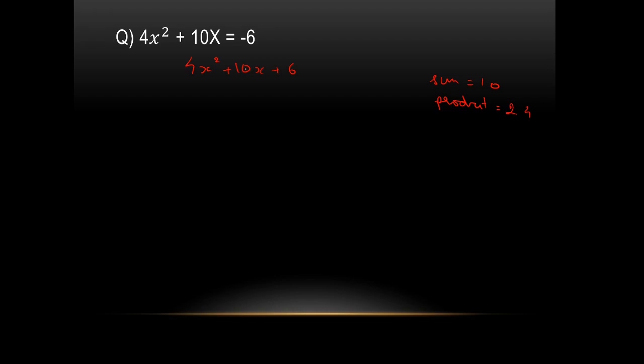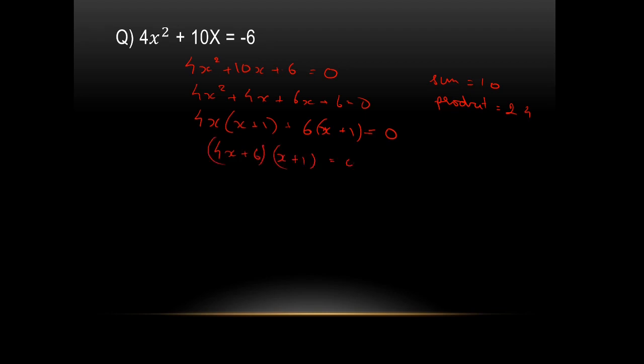So we can split 10 into 4 plus 6. So it becomes 4x squared plus 4x plus 6x plus 6 is equal to 0. Next, we can take 4x common, and it becomes 4x into x plus 1. Here we can take 6 common, 6 into x plus 1 equal to 0. So now we can combine (4x plus 6) and (x plus 1). So it becomes (4x plus 6)(x plus 1) equal to 0.